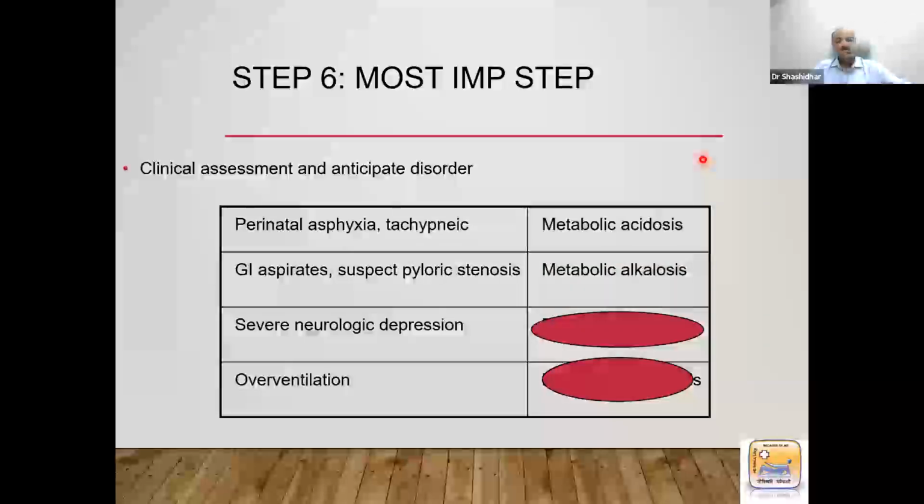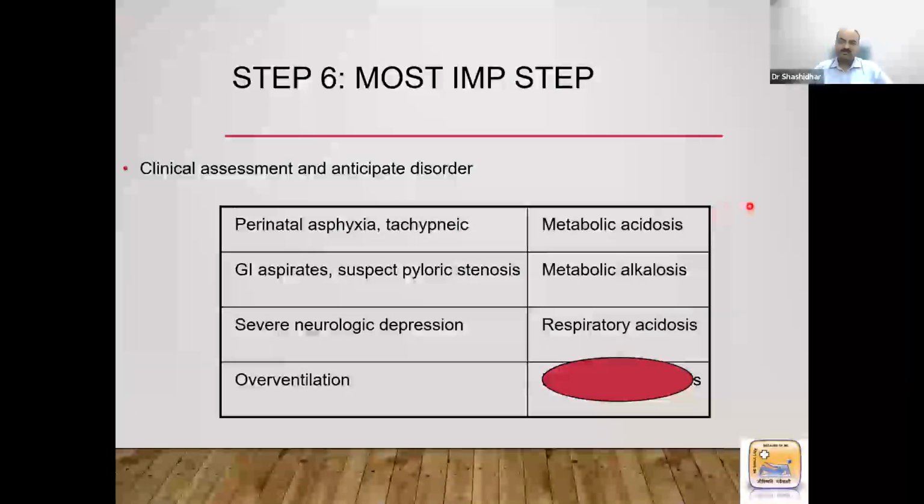The baby is severely neurologically depressed. Baby is not able to breathe. Baby is retaining CO2. You will get, yes, Surinder, you are right. You get respiratory acidosis. Most of you have got this, right? Respiratory acidosis. If you overventilate a baby who is on ventilator for any reason, you get respiratory alkalosis, right? So you have to imagine.